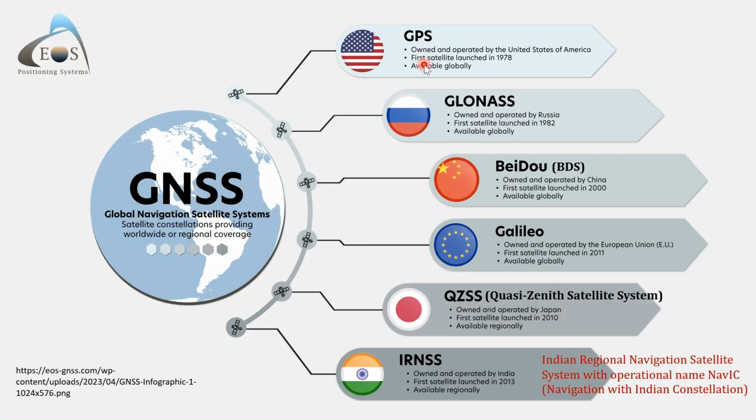Apart from GPS, we also have some other global navigation satellite systems. For example, GLONASS, it is owned and operated by Russia. BeiDou, which is also abbreviated as BDS, is owned and operated by China. Then we have the Galileo, which is owned and operated by the European Union. These four navigation satellite systems provide global coverage, while these two provide regional coverage. So here we have the QZSS, that is the Quasi-Zenith Satellite System, which is owned and operated by Japan. Then we have the IRNSS, that is the Indian Regional Navigation Satellite System with the operational name NavIC, that is the navigation with the Indian constellation.